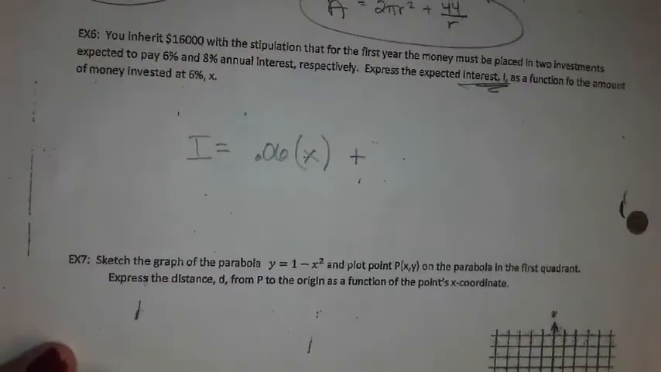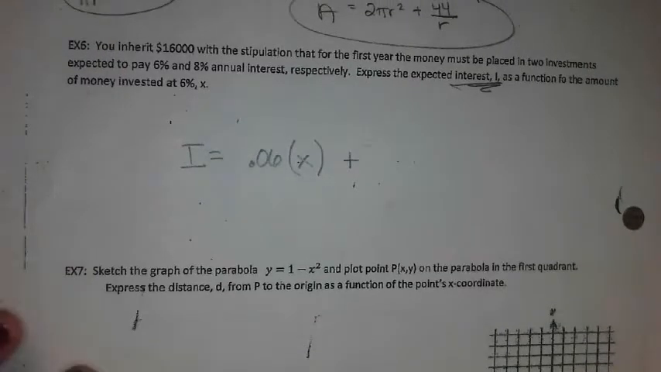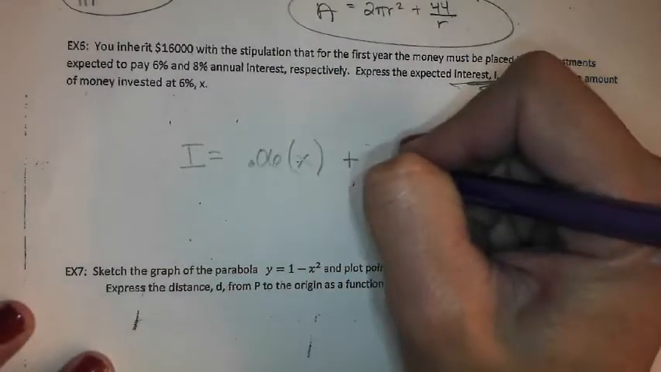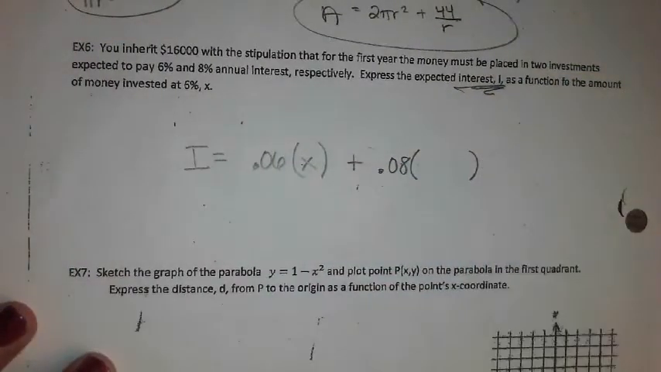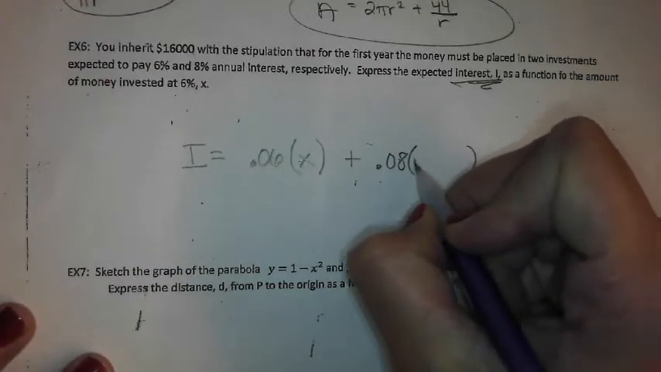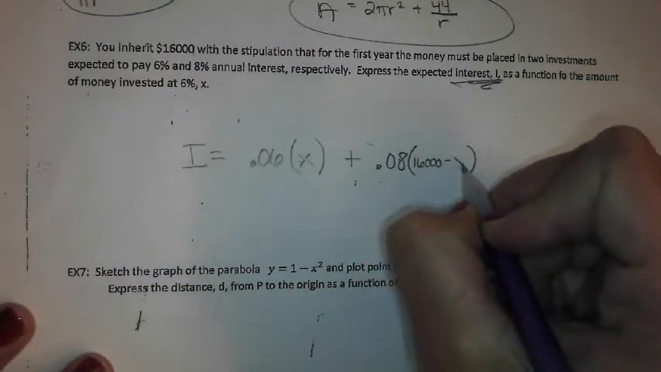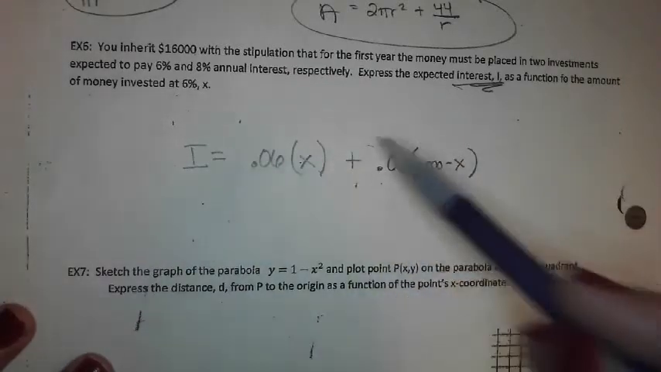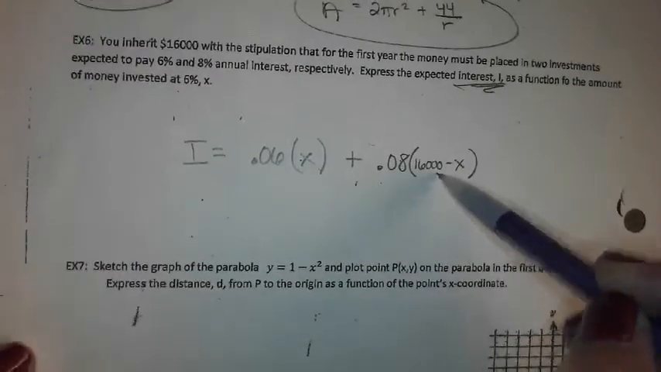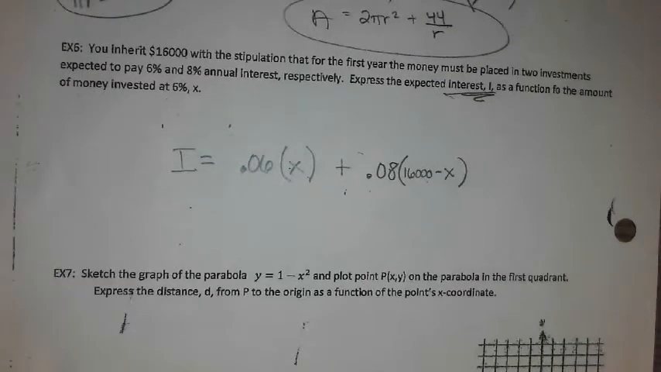Plus, we're making 8% on the rest of the money. So here's your 8%. How do we express the rest of the money? 16,000 minus X. Good. If you have $16,000 total and you already put X of it in that, then the remaining, whatever's left over, is in the 8%. And then you would just simplify that. Okay?